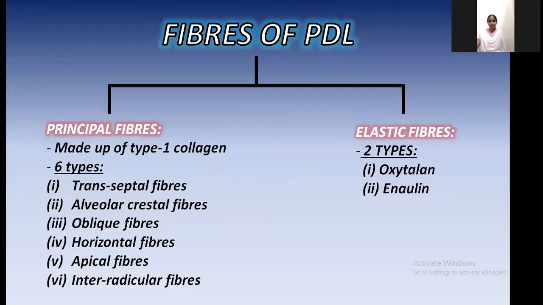Fibers of periodontal ligament are principal fibers and elastic fibers. The elastic fibers are only two types, oxytalan and elaunin. But the principal fibers are of 6 types. They are made up of type 1 collagen. Number 1, transseptal fibers. 2, alveolar crest fibers. 3, oblique fibers. 4, horizontal fibers. 5, apical fibers. And 6, interradicular fibers.